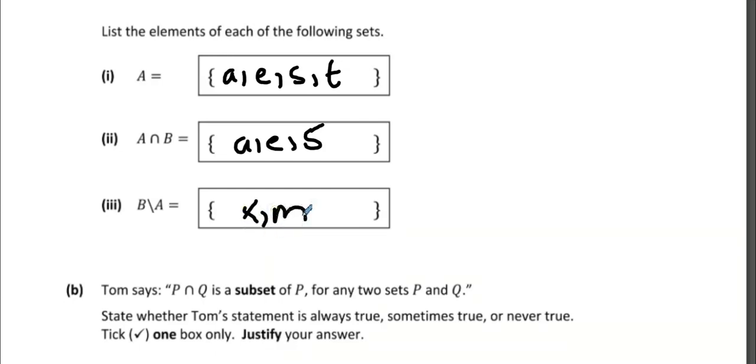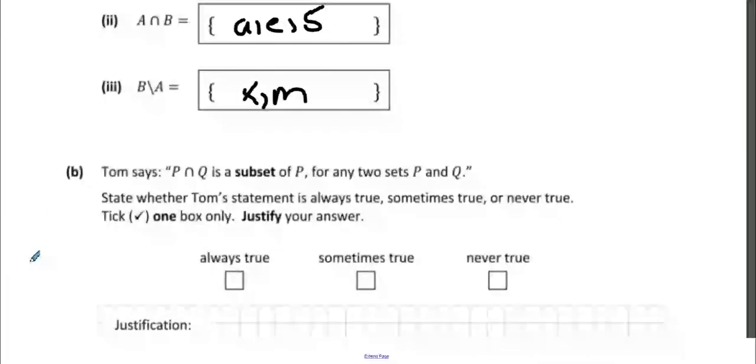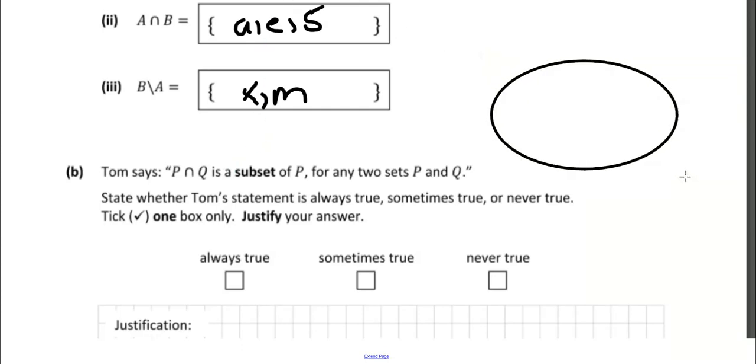Okay, next one. Tom says that P intersection Q is a subset of P for any sets P and Q. State whether Tom is never true, sometimes true, or always true. Now think about it. What is a subset? So if this is P, a subset of P is anything that fits inside of it. Do you see this in here? That's a subset of P. Anything that fits directly inside it. But what do we think?